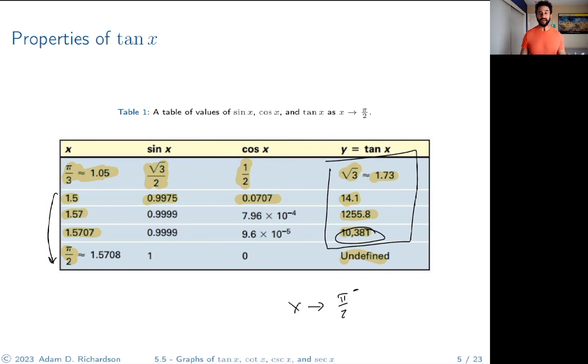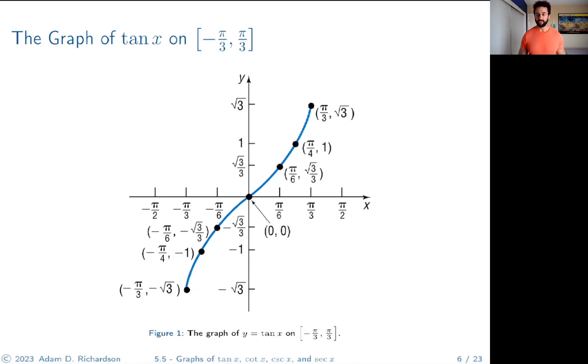Okay, so how does that affect the graph? Well, basically as you get close to pi over 2, tangent's going to shoot up to positive infinity. So here's what it looks like for one period of the tangent graph. So this is the graph of tangent on, I'm sorry, not one period. This is just the graph from negative pi over 3 to pi over 3. So here you go. Here's pi over 3. Let me get a different color. Come here. Let's do this pink.